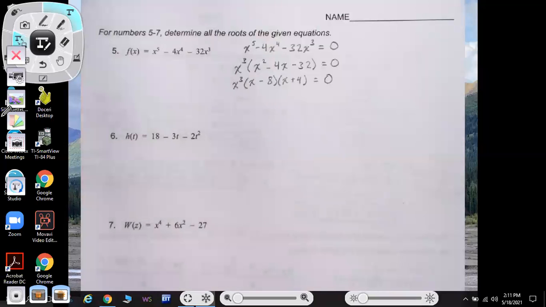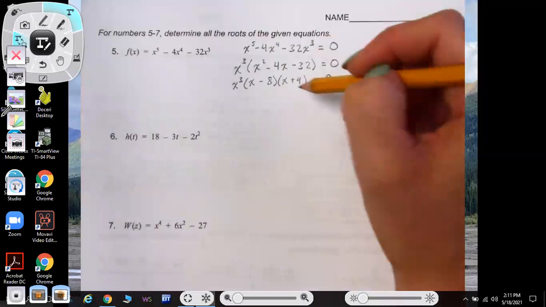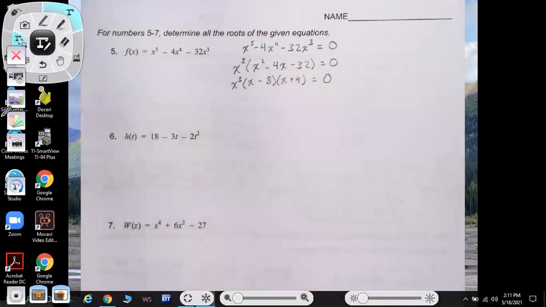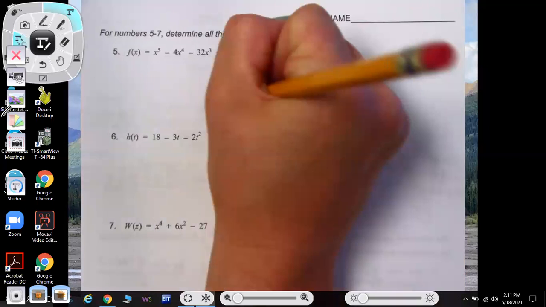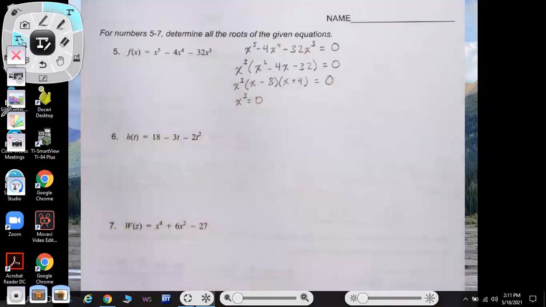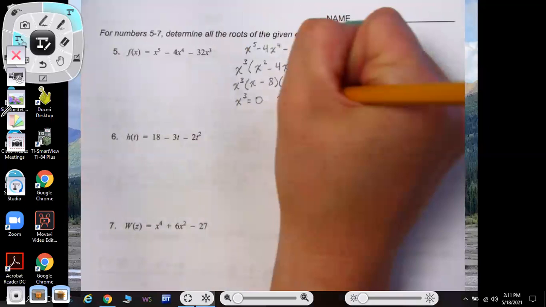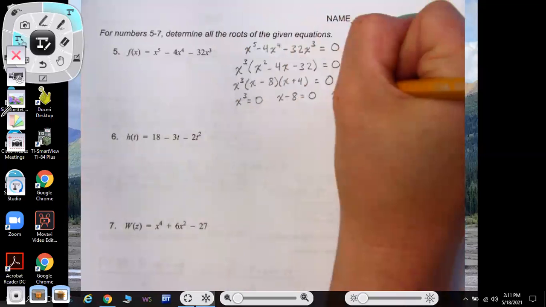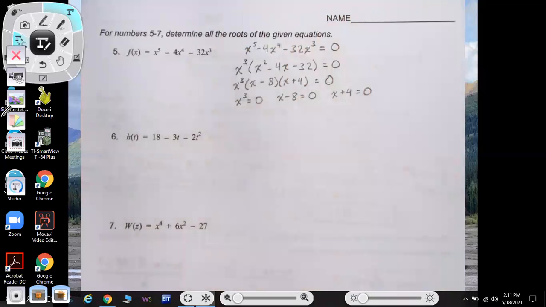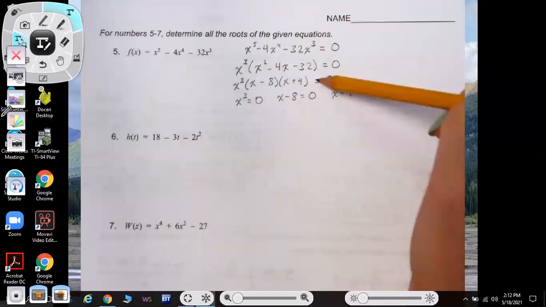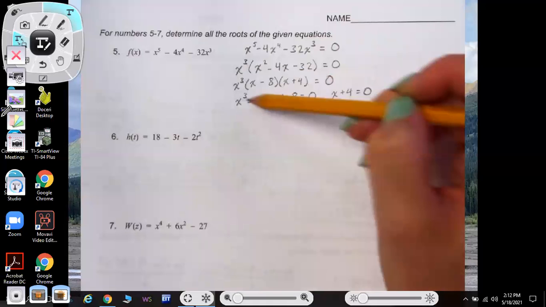Once we have this factored as much as we can, then we set each factor equal to 0 separately and solve. So right now we have three factors. We have x cubed, so we set x cubed equal to 0. We have x minus 8 equals 0. And x plus 4 equals 0. Because in order for these three terms to multiply to equal 0, at least one of the terms has to equal 0.